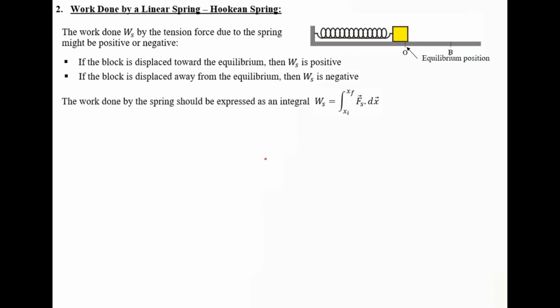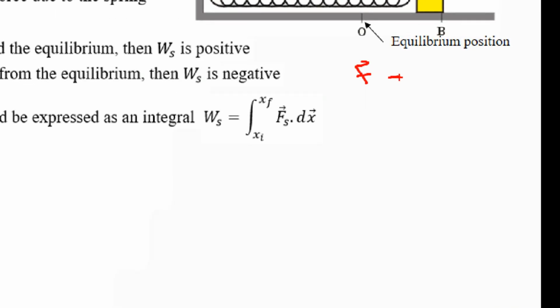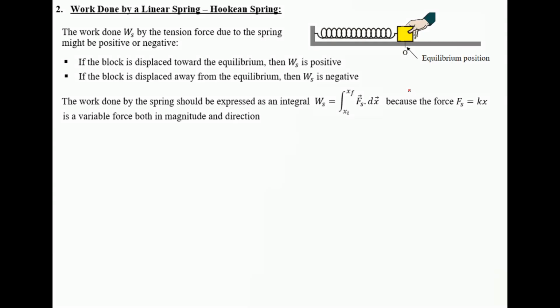The work done by the spring should be expressed as an integral because, for a very simple reason, the force is variable in direction. Now what about the magnitude? The force is expressed in terms of the position, given by kx. The position along the oscillation changes, which makes F variable also in magnitude. So this reinforces the fact that the work should be expressed as an integral.